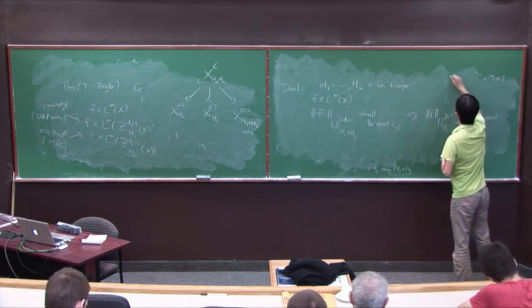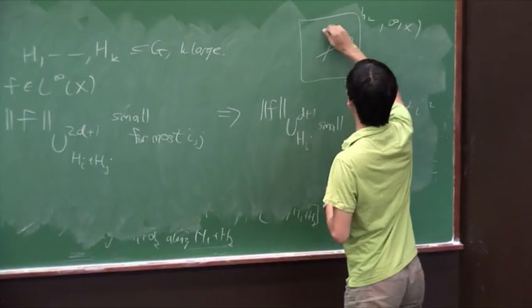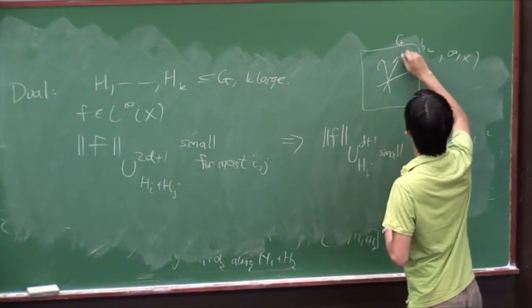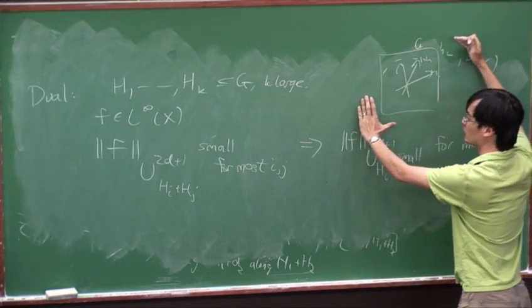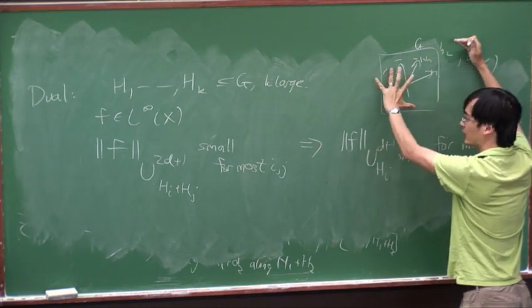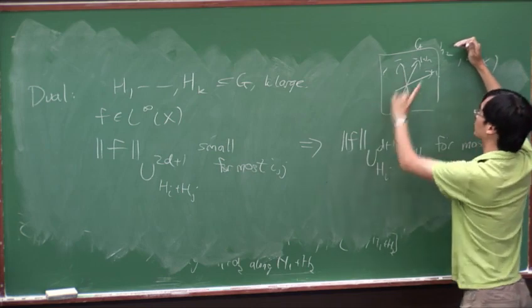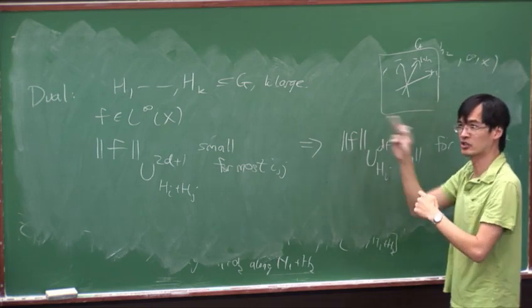So the way I like to think about it is that if you have a big group and you have all these subgroups, and if you're already Gowers uniform in a global sense, meaning the Gowers norm for the joint action is small, then in most of the directions, the Gowers norm in the local directions will be small.